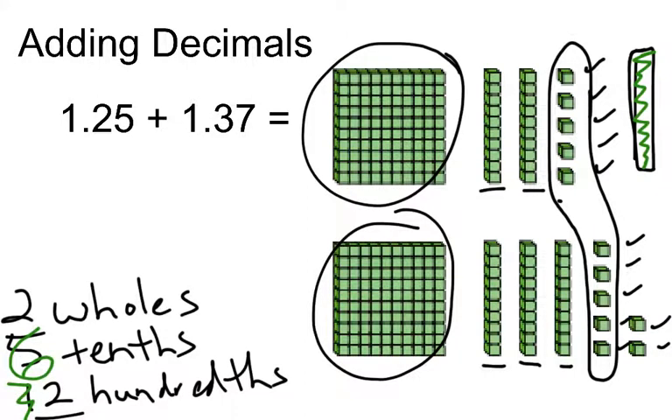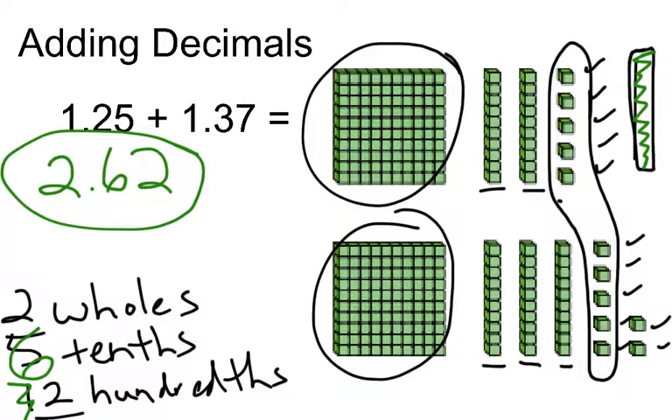And of course in your notes you'll write that a little differently. So when I add 1 and 25 hundredths and 1 and 37 hundredths, my grand total is 2 and 6 tenths, 2 hundredths, so that's 2 and 6 hundredths. So that's how we can add with models.